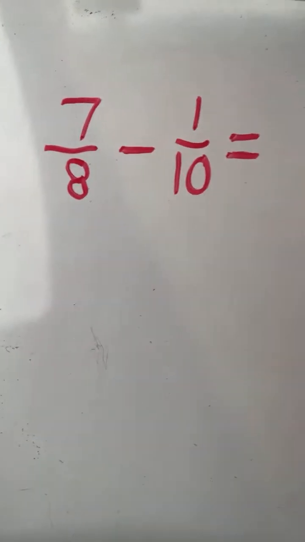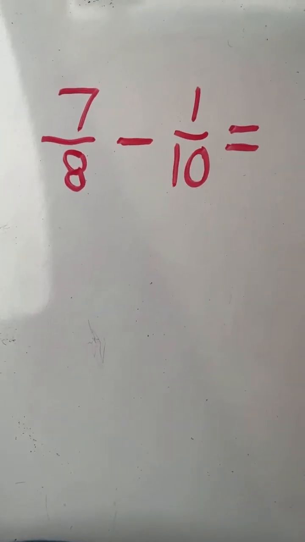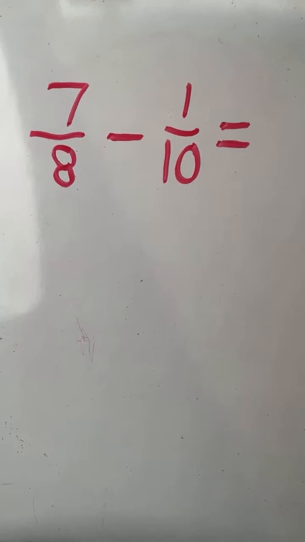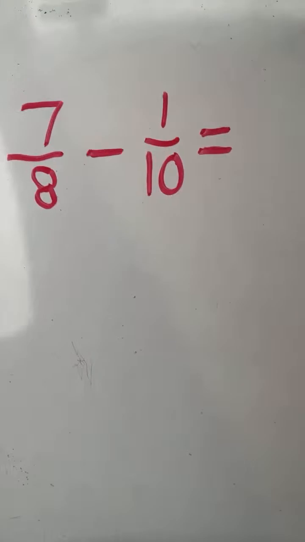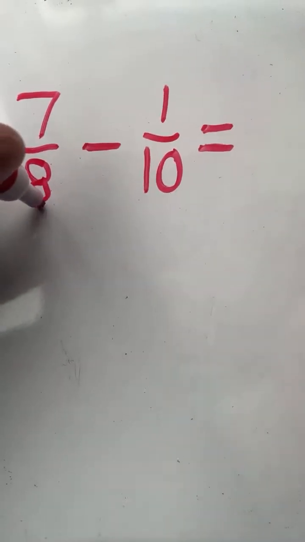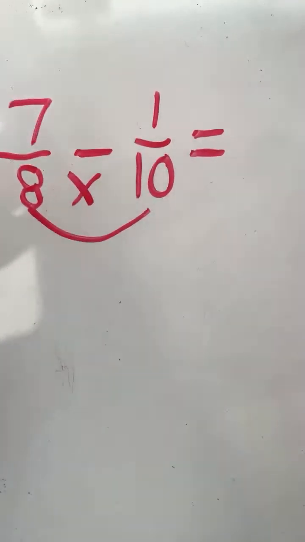Next problem, subtracting fractions with unlike denominators. Here we go. 7/8 minus 1/10. So step 1, we have to find a common denominator, and we do that by multiplying our two separate denominators. We're going to multiply 8 times 10. 8 times 10 equals 80, so 80 is our common denominator.